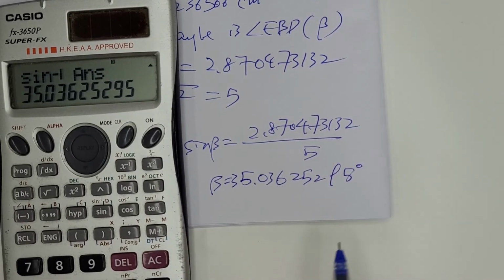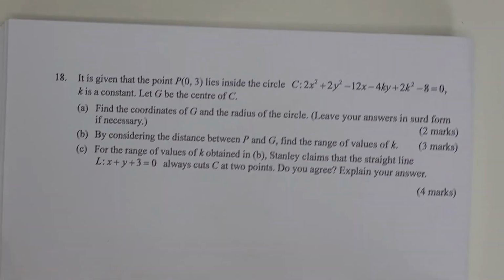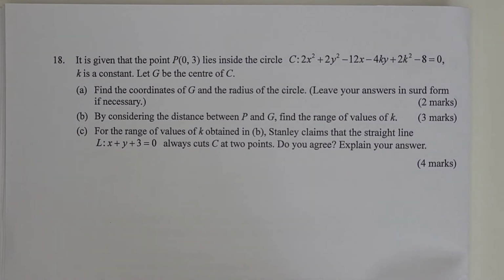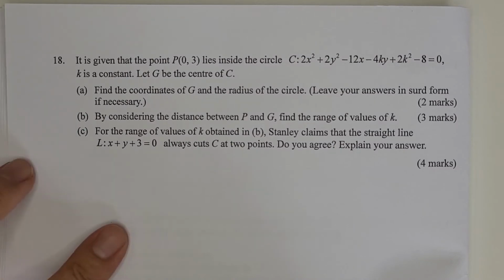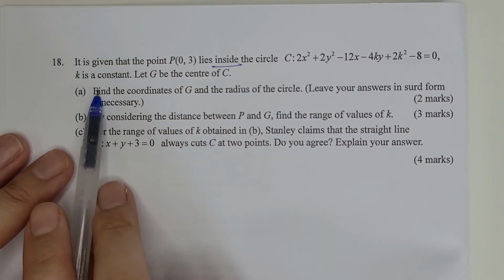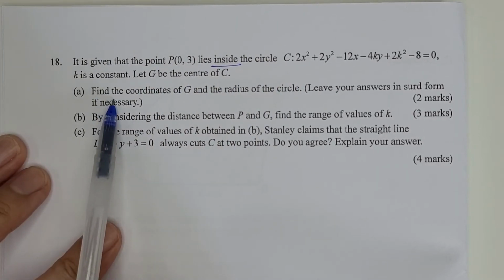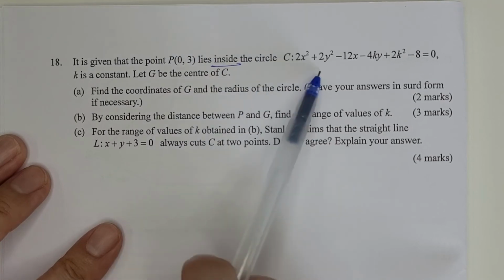So you write down a final statement by yourself, and that's the end of question number 17. And then go to question number 18. There's a question about a circle. It is given that the point P(0, 3) lies inside the circle. Okay, k is the constant, G is the center of C. Part A, find the coordinate of G and radius of the circle. Okay.